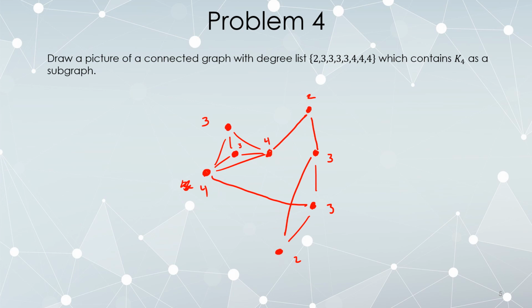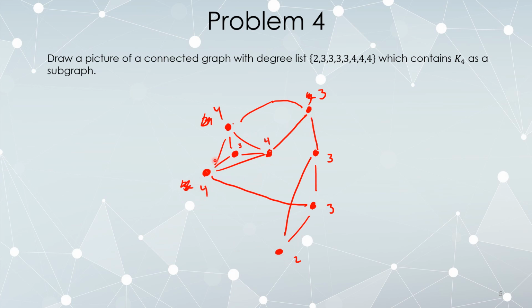So you know what I'm going to do? If I connect these two, then this becomes 3 and this becomes 4. So let's just check. Here is my K4 subgraph. I started off drawing it because I knew I wanted it in there. And then all of my connections are legit.